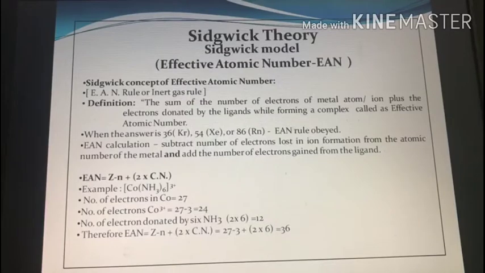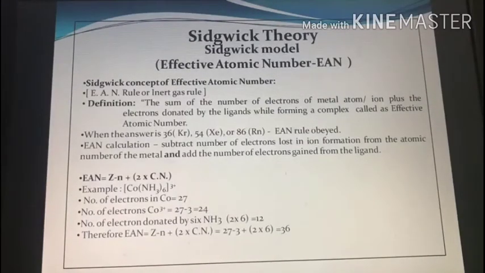Let us study one example. Here the example is hexamine cobalt 3+. In this example, number of electrons in cobalt is equal to 27. Then number of electrons in cobalt 3+ ion is equal to 24. Here number of electrons lost are subtracted from the atomic number. The number of electrons donated by the 6 NH3 ligands is equal to 2 into 6, therefore it is equal to 12.